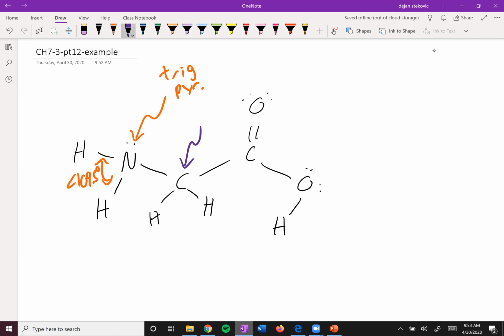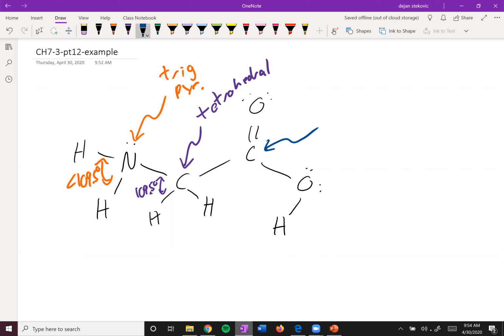Next up, we have this carbon. There's 4 things. All of them are atoms, and so the electron and molecular geometry are the same. So this is just tetrahedral. And all of these bonds are 109.5 degrees.